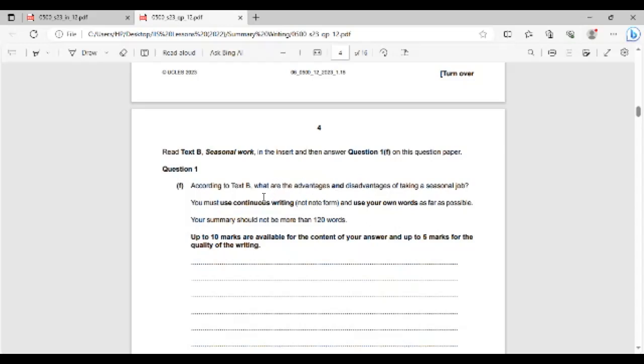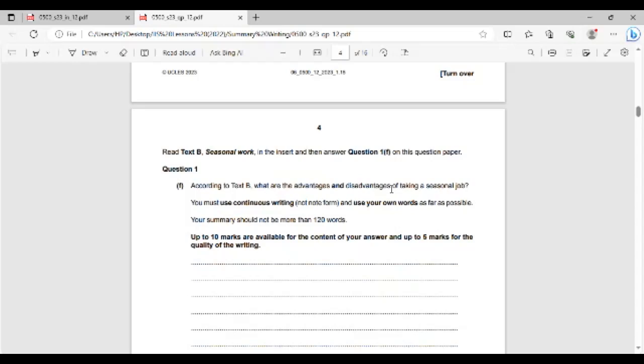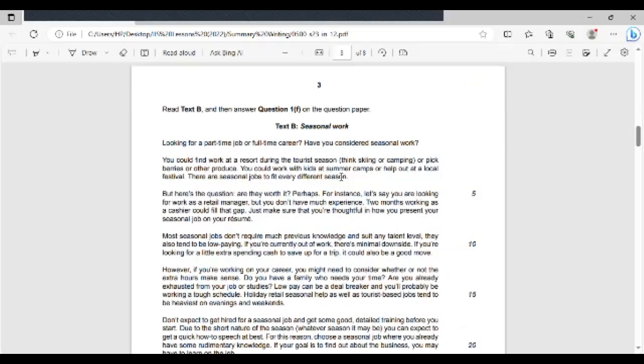So we know the focus here. I don't need to read the text to know the focus. I know that the text is likely to be about seasonal jobs. However, I must read the text so that I can identify the advantages and disadvantages of taking a seasonal job. I tell my students that when you answer a summary task, you don't read once, you actually read twice. The first reading is skimming in order to get the gist of the text. The second reading is scanning, in order to identify specific detail. So let's read the passage.